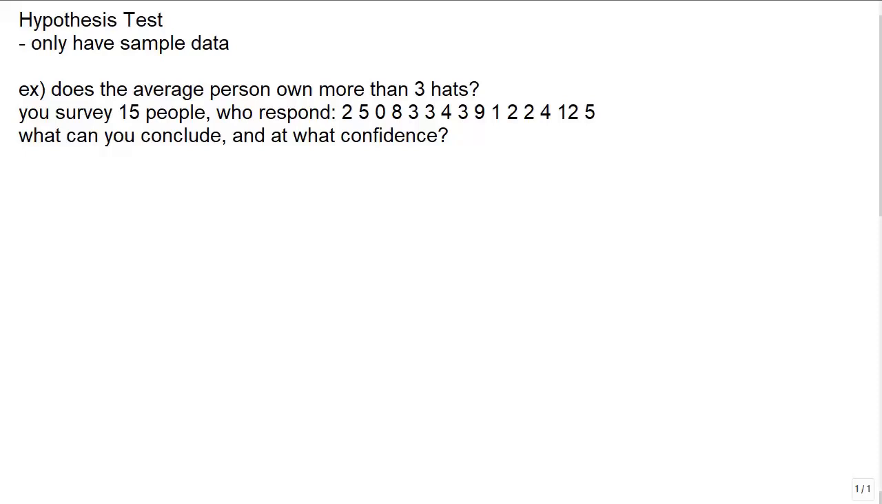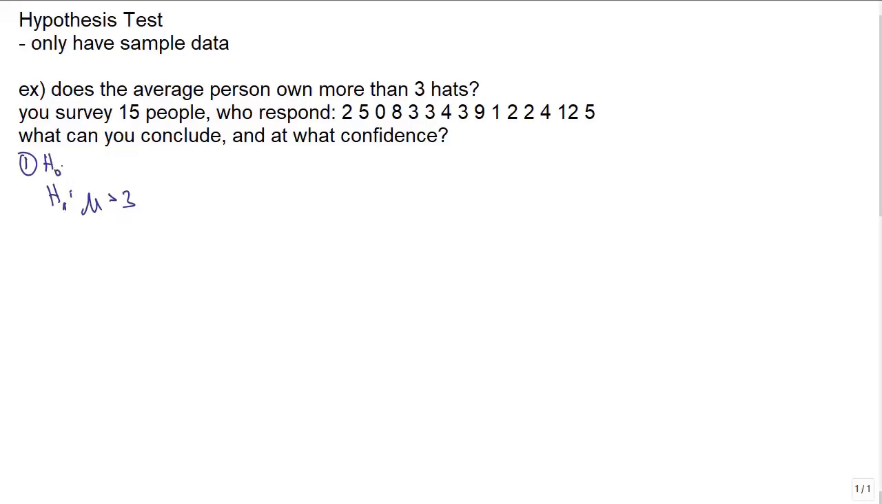All right, so this is a hypothesis test. We're being asked to draw a conclusion. So we have to go into our 5 steps. Step 1 is write down our given information and write down the claims. The very first thing is the question, does the average person own more than 3 hats? So that claim is mu greater than 3, and it's a greater than statement, so that's the alternate hypothesis. So, the alternate hypothesis is mu greater than 3.